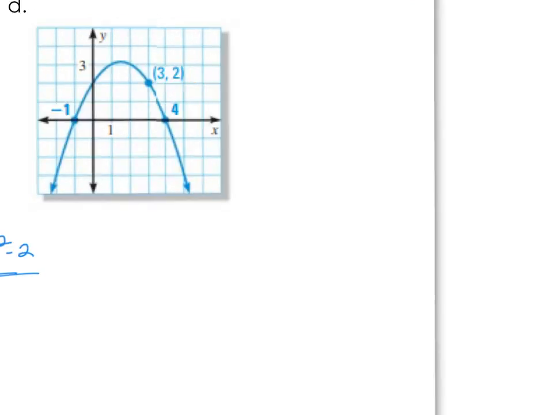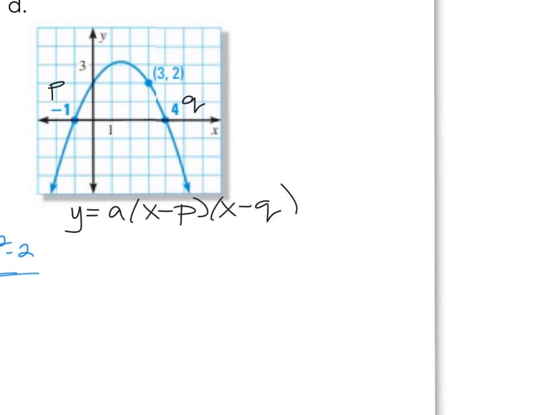Our last example D marks the two values on the x-axis pretty clearly as negative 1 and positive 4. Now you could make either of those the p or the q value. I'm just going to write them from left to right. So I'm going to plug in negative 1 for p in intercept form and positive 4 for q. That would give us y equals a times x minus p times x minus q.